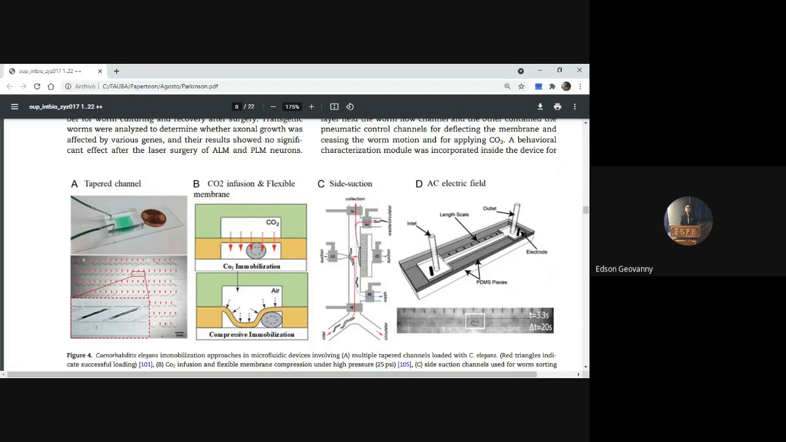And the conclusion, the root of Parkinson's is not known. However, an increase in alpha-synuclein protein and the degeneration of neuromovement have been identified, and C. elegans is a cost-effective model to investigate neurodegenerative disease. Thanks.